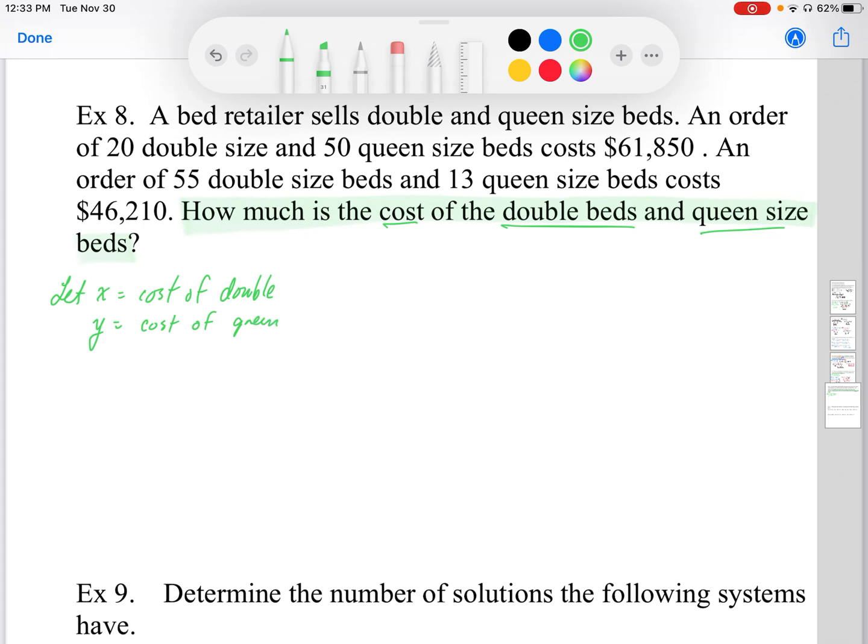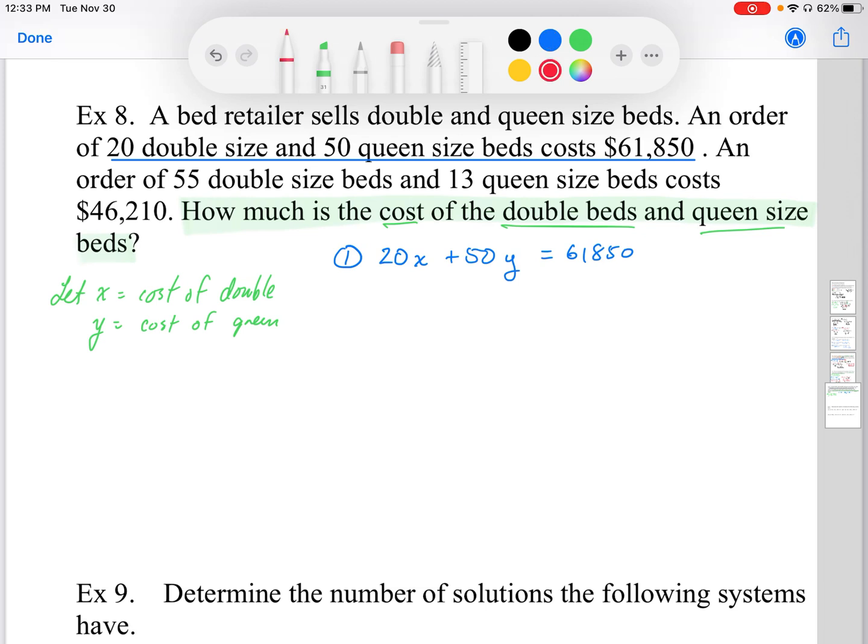Okay, so that's the first thing. I'm going to then establish what my relationships are. So it says I have 20 double and 50 queen costing 61,850. So that's going to be my first equation. It's going to be 20 times the cost of the double beds, so X, plus 50 times the cost of the queen beds, which is Y. And those two costs are going to add up to 61,850.